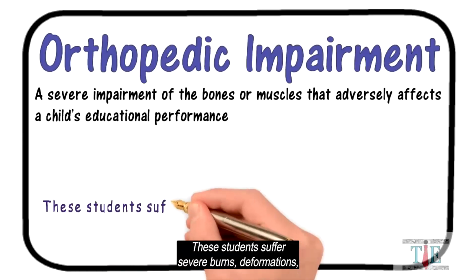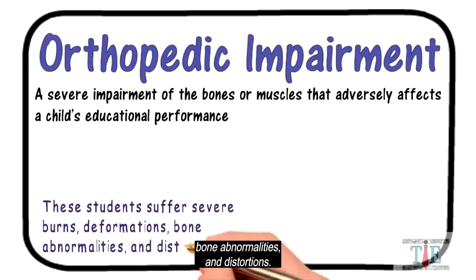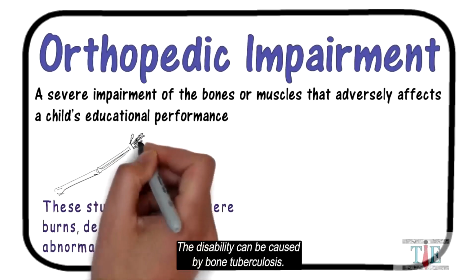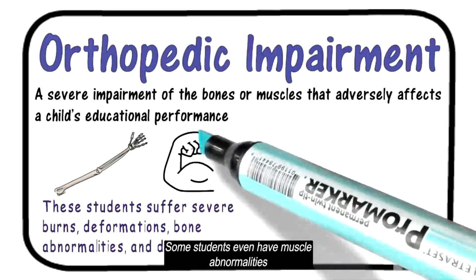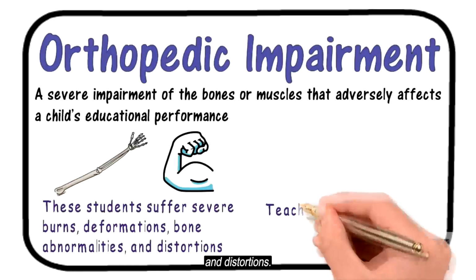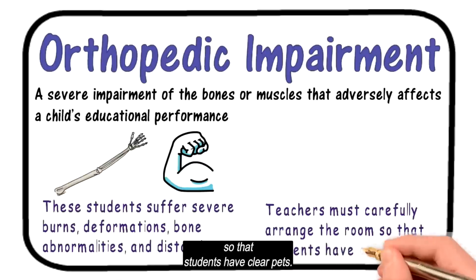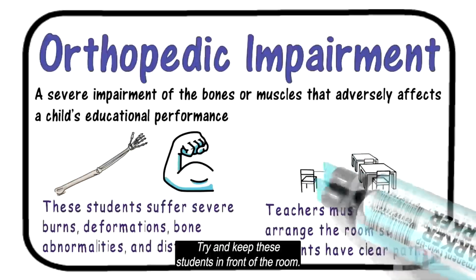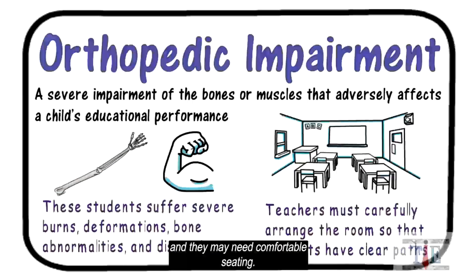These students suffer severe burns, deformations, bone abnormalities, and distortions. The disability can be caused by bone tuberculosis. Some students even have muscle abnormalities and distortions. Teachers must carefully arrange the room so that students have clear paths. Try and seat these students in front of the room. Allow them to leave early, and they may need comfortable seating.